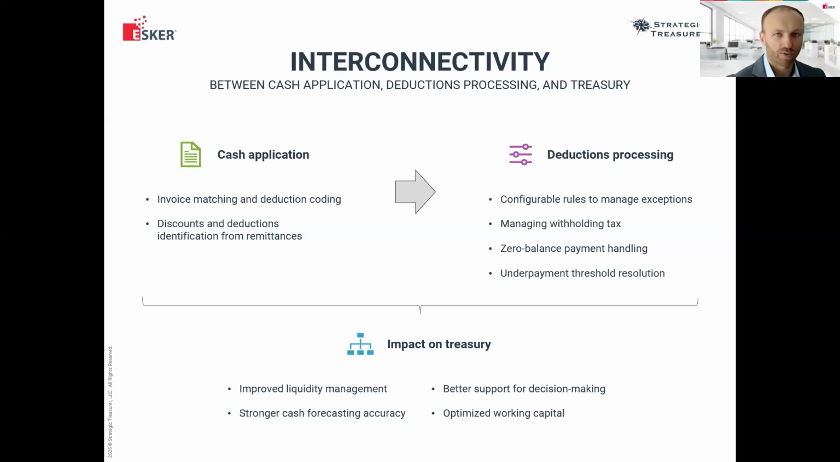Discounts and deduction identification from remittance, as I said before, being able to get that and understand, hey, is there a short pay here? Okay, what's the next step? Where do we put it within the process? And do we push it over to the deductions workflow to be approved and to be researched? And then within deductions processing, there's a few items: configurable rules to manage the exceptions, managing withholding tax, one of the many reasons that a deduction can be taken or short pay can be taken. Zero balance payment handling, when there's a payment with a zero balance on it, that's something that can be managed within the deductions workflow. And then underpayment threshold resolution.